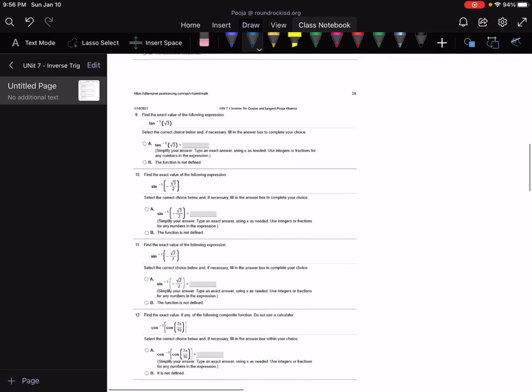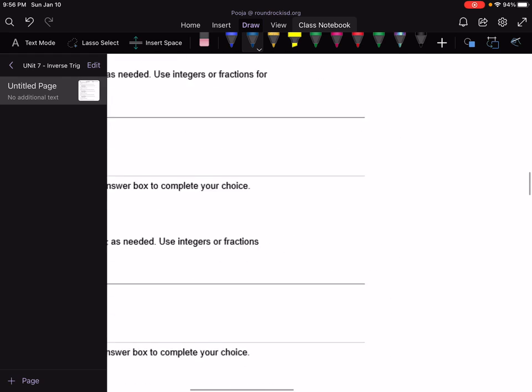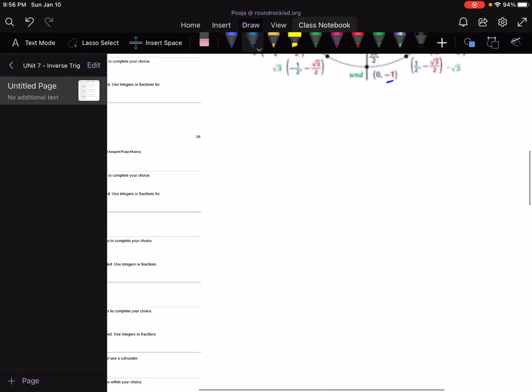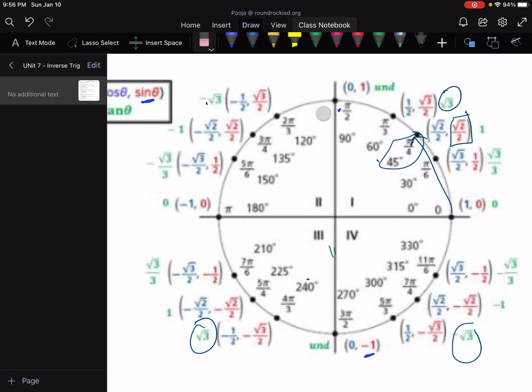All right, what else? Well, let's look at tangent inverse root 3. So tangent of what theta equals, not negative, positive root 3. There it is, positive root 3. Tangent values are the ones in green. Usually you'll see answers across. If you see one in the first, you'll see it in the third. If you see a tangent value in the second quadrant, you'll see a similar value in the fourth quadrant. Anyway, we are looking for positive root 3.